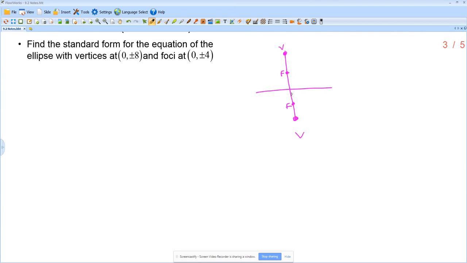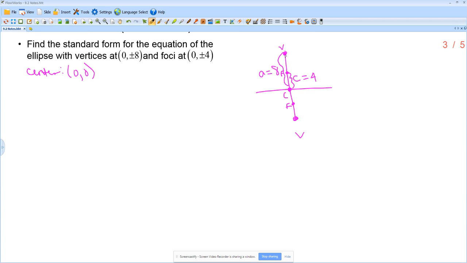The center has to be the midpoint of that. So I know my center is again at 0, 0. I know that this is an ellipse that's sort of vertical. So I know that my a squared must be under the y squared term. Looking at this, the focal length, c, is equal to 4 because I'm going either up 4 or down 4. And the a value must be equal to 8 because I'm going either up 8 or down 8.